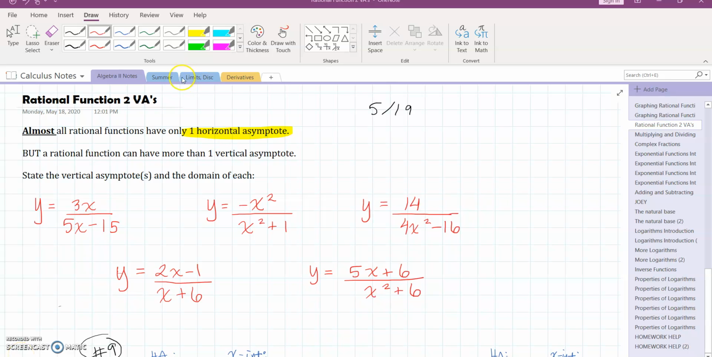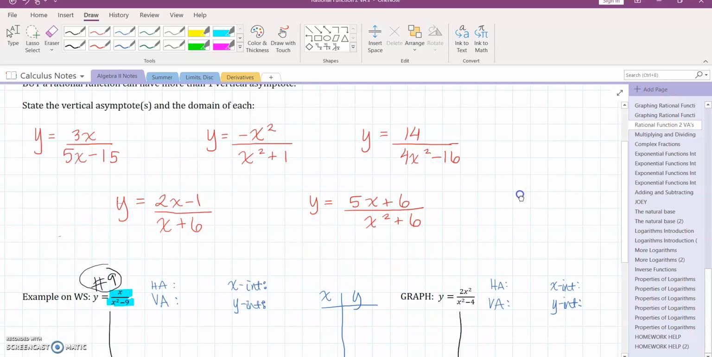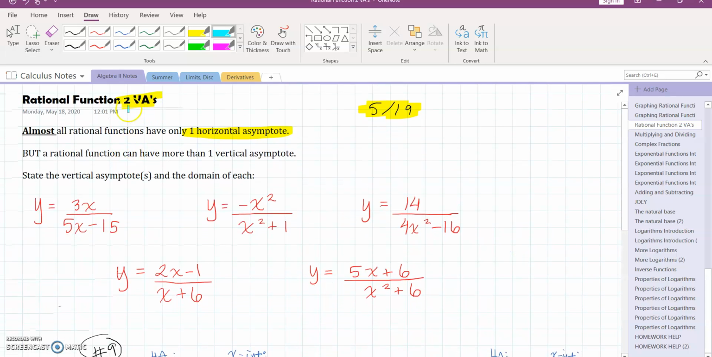Hey everybody, here is a brief video showing you how to graph rational functions with two vertical asymptotes. So the worksheet that is due on May 19th is on practicing rational functions. Number 9 is this graph right here, x over x squared minus 9. And we haven't formally done any problems on the videos that have two vertical asymptotes. So I wanted to show you a couple examples to clarify that.